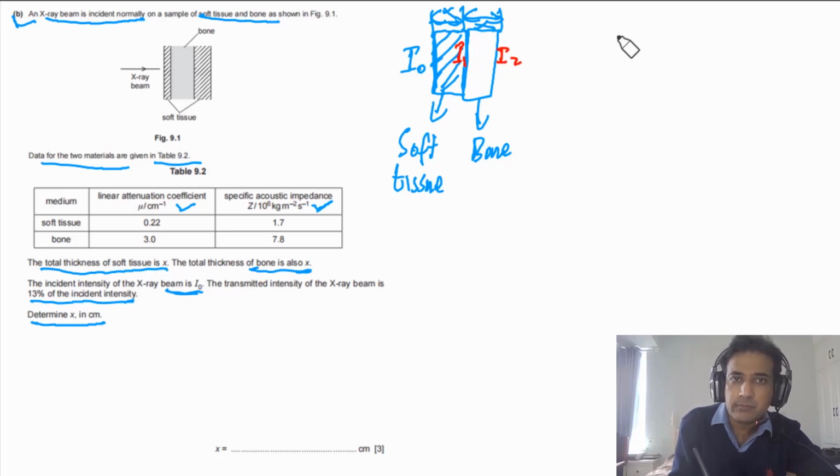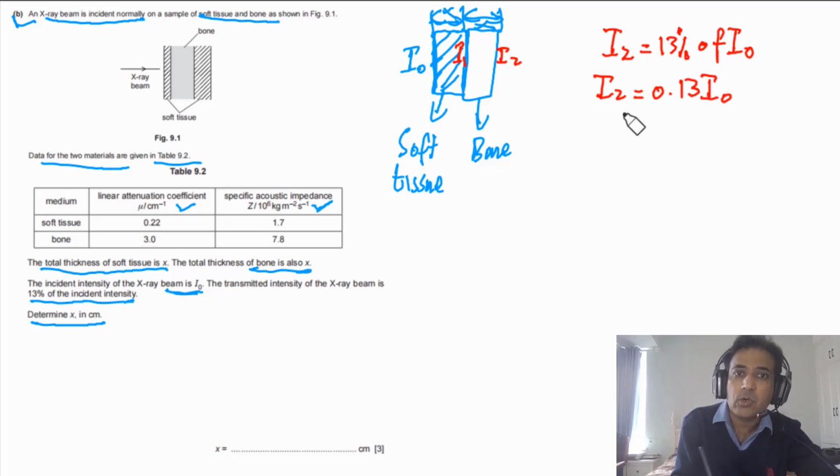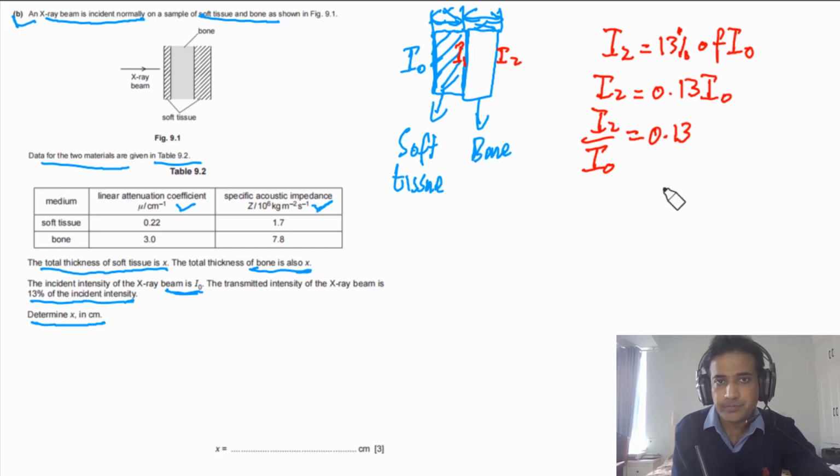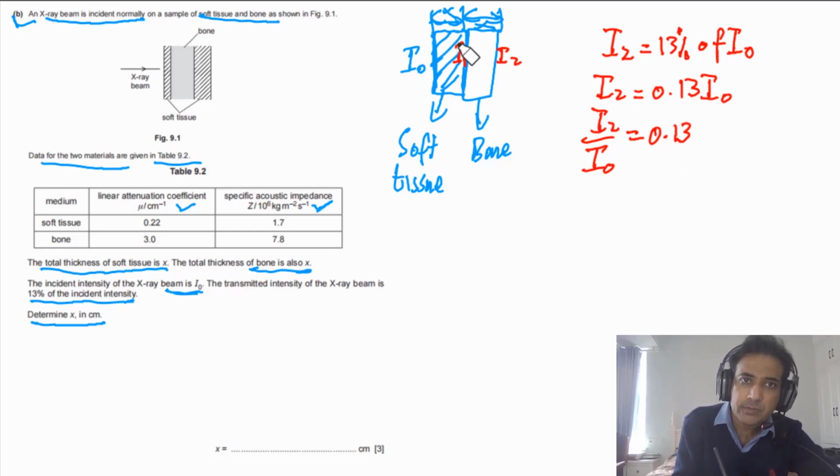In the question it is given that I2 is equal to 13% of I naught. So it simply means that I2 is equal to 0.13, or 13 divided by 100, times I naught. So we can say I2 divided by I naught is equal to 0.13. Now first of all, if you look at soft tissue, for this one we can write down I1 over I naught.